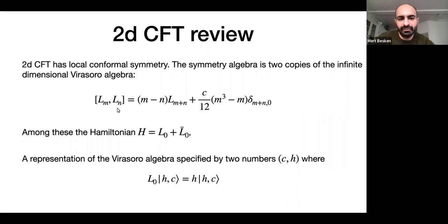Among these Virasoro generators, there is a Hamiltonian on the cylinder. The Hamiltonian on the cylinder will be L0 plus L0 bar. There are actually two copies of the Virasoro algebra. The second copy is delineated by this bar here. And a representation of the Virasoro algebra is specified by two numbers, the central charge and the dimension h. This h is basically the eigenvalue of L0, the Hamiltonian. It's the energy on the cylinder.